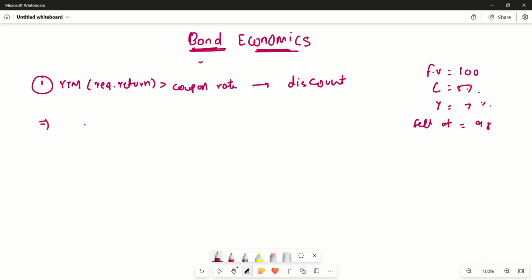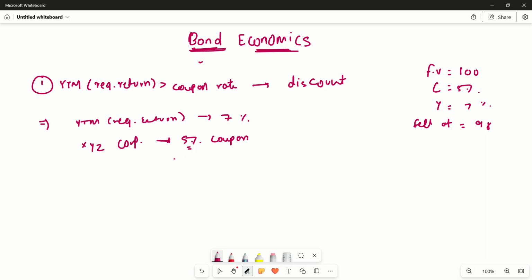Let's suppose the required YTM of a bond is 7%. So you and I require a bond to give a return of 7%. And there is a company, let's call it XYZ Corp, which has issued its bond, paying a 5% coupon annually. This is what we require, 7%, and this is what XYZ Corp is paying.